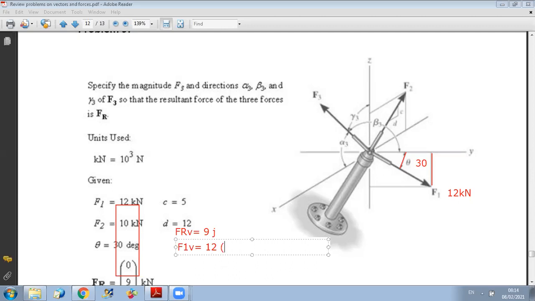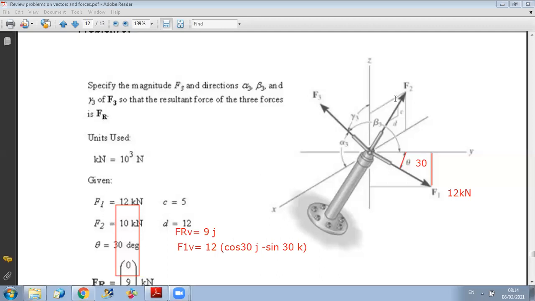So it's 12 times, along j, it's cosine 30 j, and along k, it's minus sine 30 k. Okay, so this is, if you want, the unit vector of F1, and once I multiply by the magnitude, I get the F1 vector. Okay, so this is for F1.